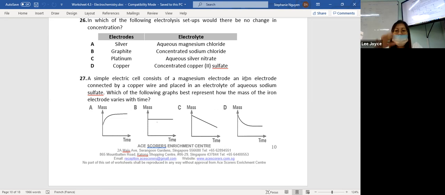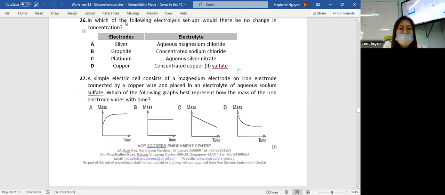Okay, and then what about the iron electrode? So the iron electrode, we're going to look at which cation will be discharged from the electrolyte. So the electrolyte contains sodium ions and the H+ ions. So it definitely has the H+ ions to be discharged. So will the iron electrode take part in the reaction? No, definitely not. So that is why the mass remains constant.